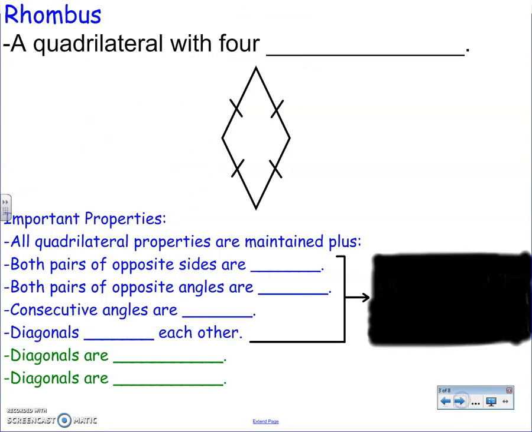So a rhombus is a quadrilateral with 4 congruent sides. That means all sides are equal. So there's a picture of a rhombus, looks like a diamond. Important properties: all quadrilateral properties are maintained, so it still adds to 360 inside. Both pairs of opposite sides are congruent. Each side is equal to the side across from it. So say if this is 20, and this opposite side is also 20, but actually all sides will be 20.